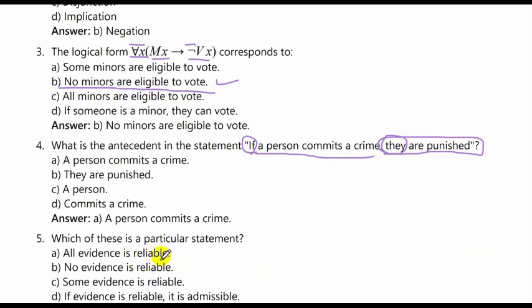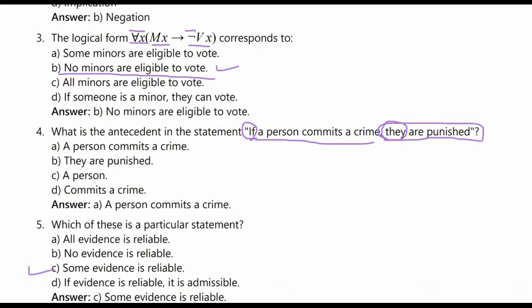Which of these is a particular statement? Particular statements are the ones which start with "some": some evidence is unreliable, or some evidence is reliable.